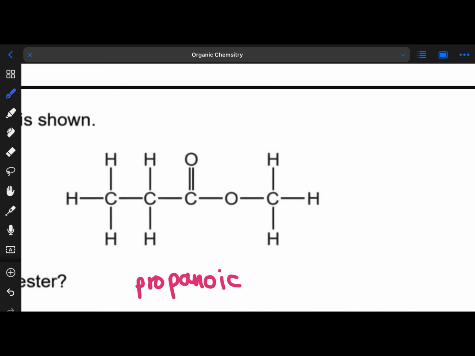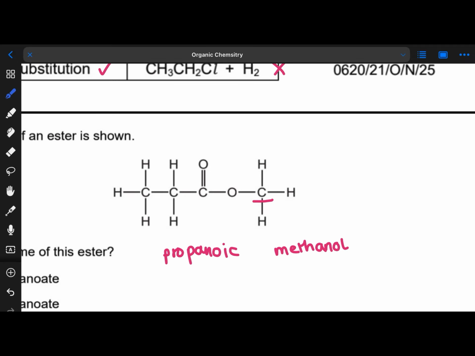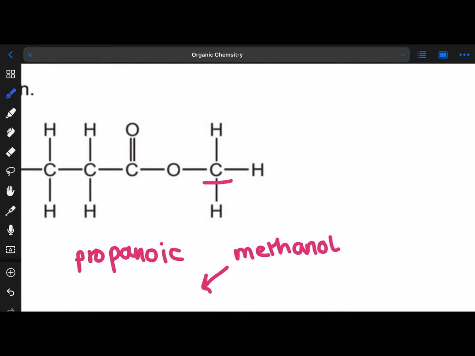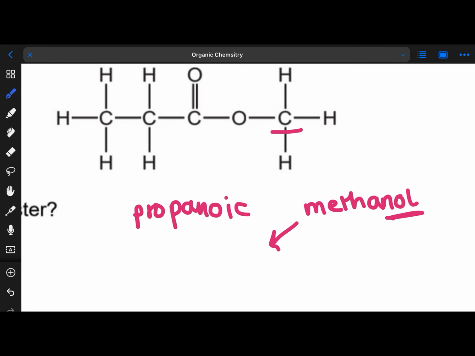Now, let's see the alcohol side, and here we have only 1 carbon atom, and therefore the alcohol used here is methanol. Now, while writing the name of an ester, the first part comes from the alcohol side, and we remove the old ending and replace it with "-yl". So the right answer here is methyl.